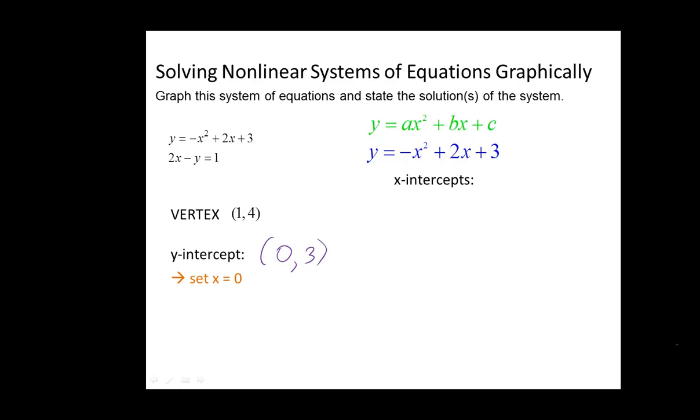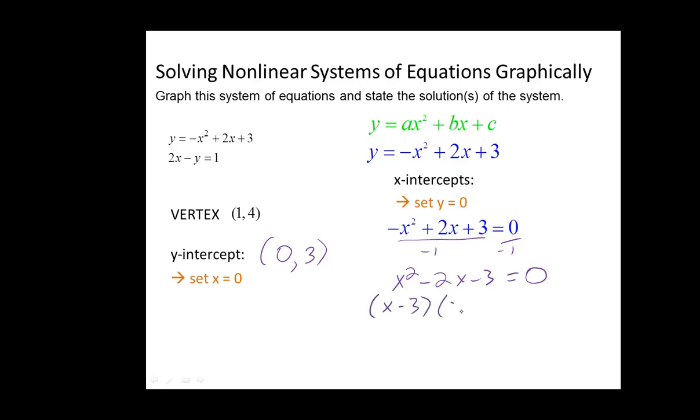Now for the x-intercepts, we set y equal to 0. In other words, we set this whole equation equal to 0. To solve this, I'm going to divide both sides by negative 1 in order to get positive x squared. This is a quadratic equation. I could use the quadratic formula or completing the square, but in this case I see that I can factor, and if you see that you can factor, go ahead. Factoring is a pretty quick way to solve a quadratic equation. I come down to, well, either x minus 3 is 0, which is x equals 3, or x plus 1 equals 0, which is x equals negative 1.